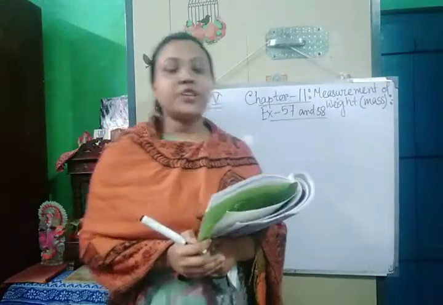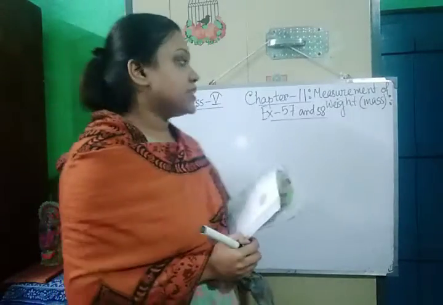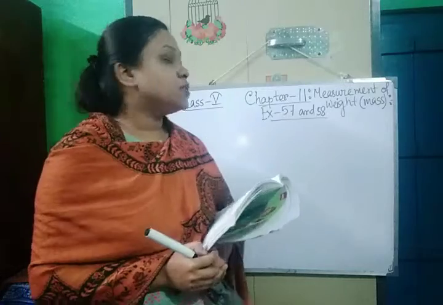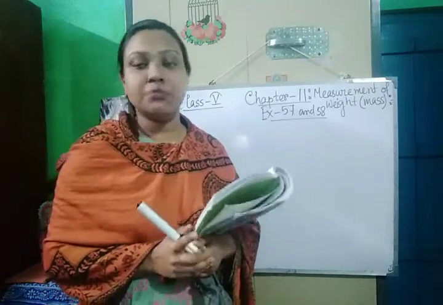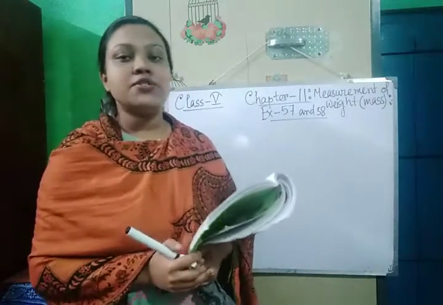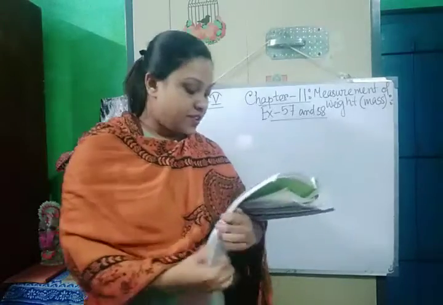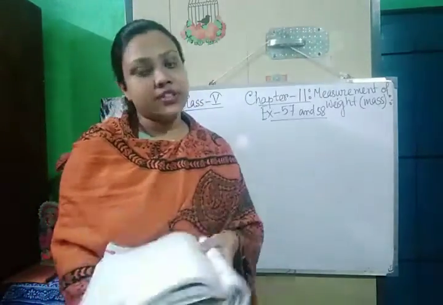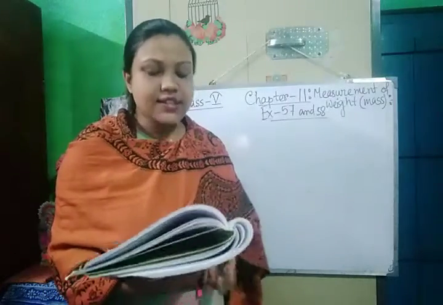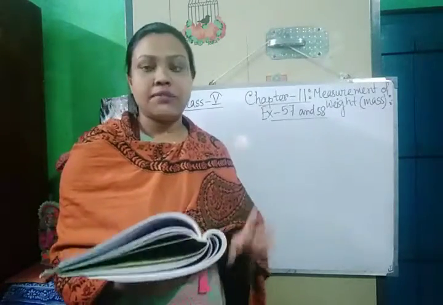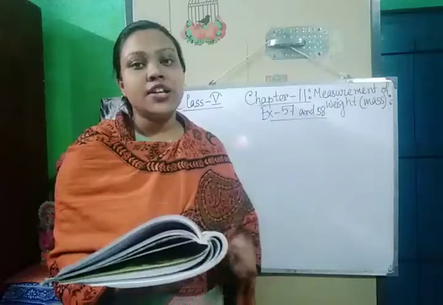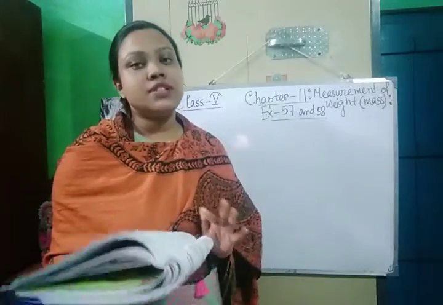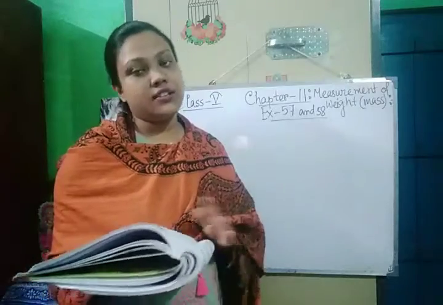So today onwards we are going to start chapter 11, measurement of weight or mass, and in this video we will do exercise 57 and 58, both from this chapter. Okay, so let's begin with the chapter. First let's begin with exercise 57, which is on page number 139. In this exercise there are simple conversions of weight, that is mass. You have to convert kg to gram, gram to kg, etc. So only these simple conversions are there in this exercise.